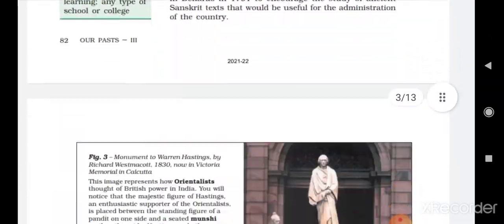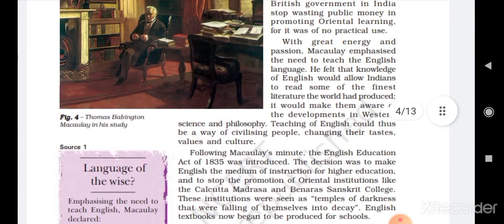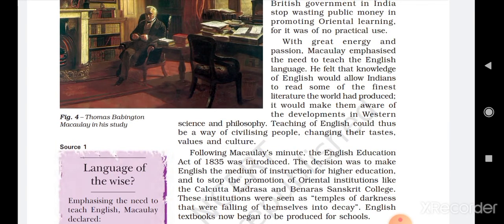Okay, so that was his thought. Who is Thomas Babington Macaulay? Now he is saying that the literature the world had produced would make them aware of the developments in Western science and philosophy. Teaching of English could thus be a way of civilizing people, changing their tastes, values, and cultures. As I've already told you, it was colonial rule, so obviously they wanted to change their tastes, values, and cultures, so many things in India.